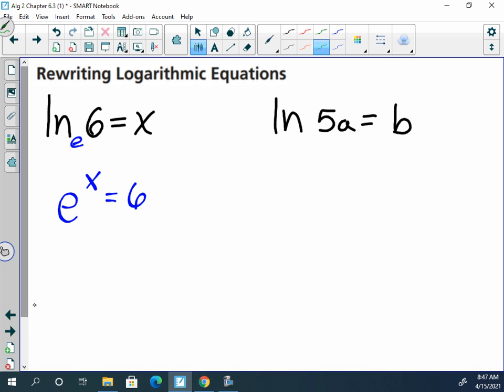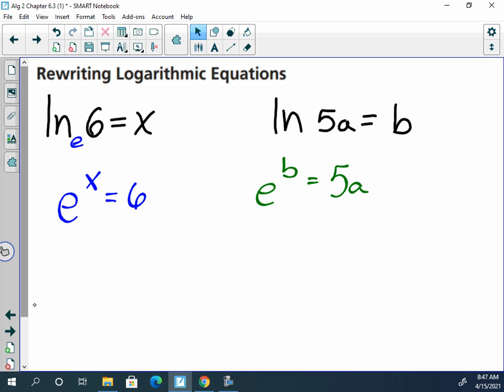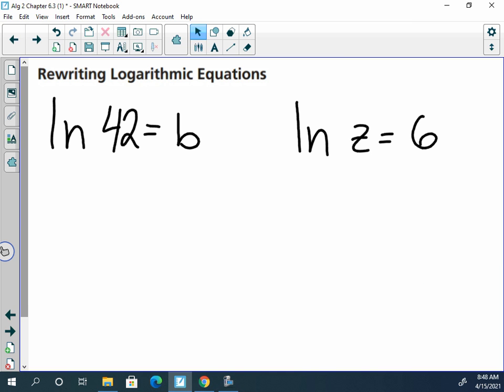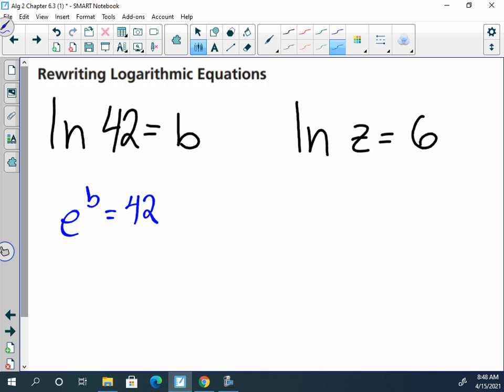ln of 5a is equal to b. E to the, so we wouldn't use y, b is equal to 5a. What's inside? E to the b is equal to 5a. Any question on either one of these here? So let's look at the next two. ln of 42 is equal to b. E to the b is equal to 42.